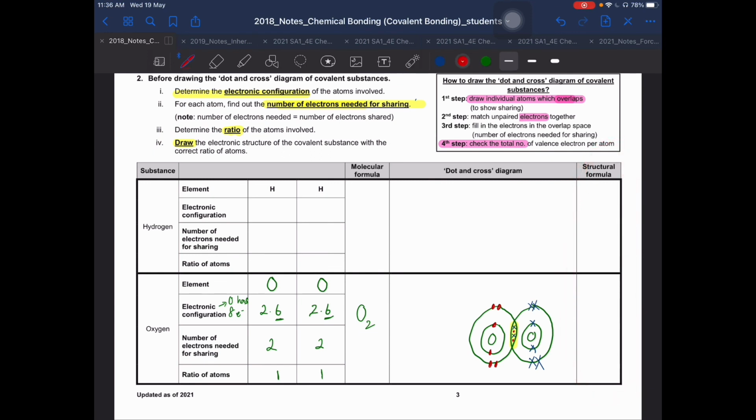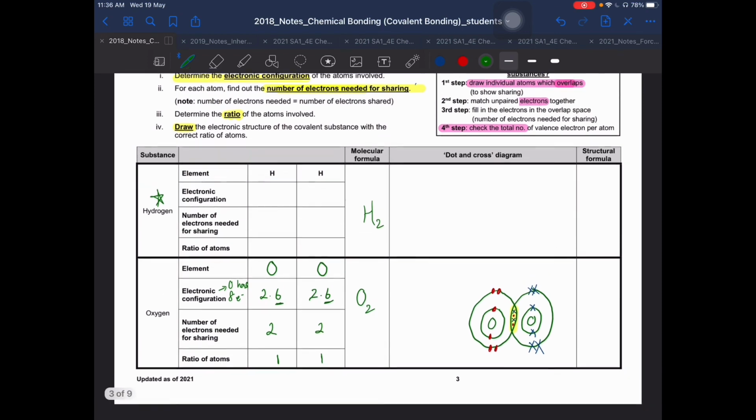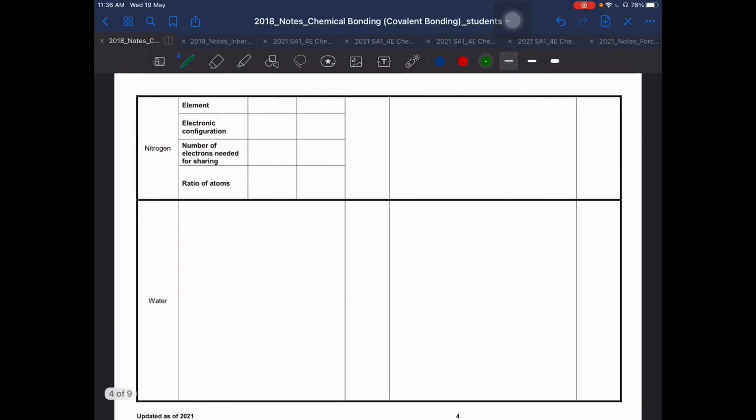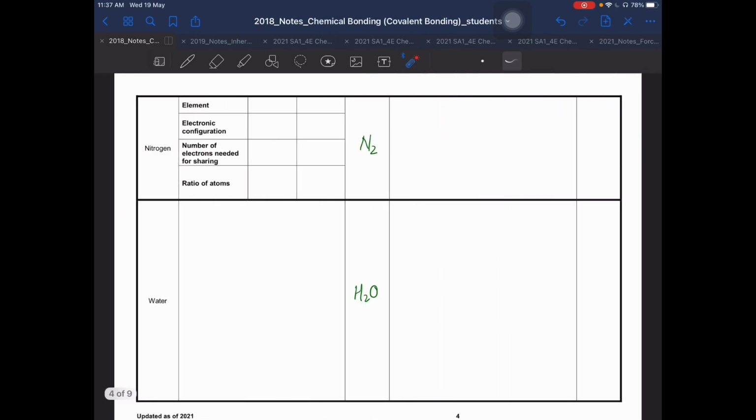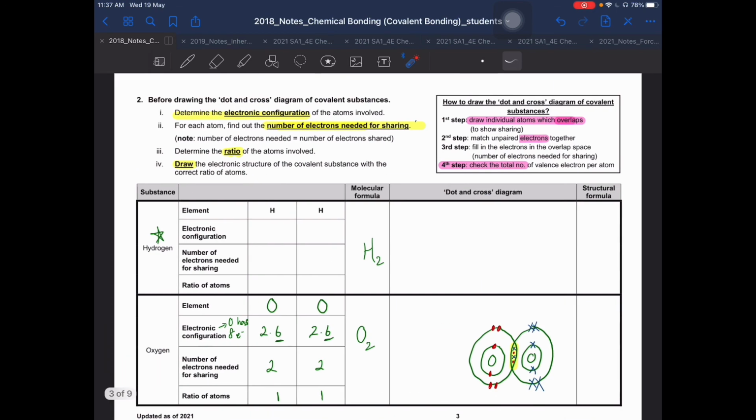So what I need you to do now is really try to practice it by drawing out hydrogen. The formula for hydrogen is H2, so you can start practicing how to draw. And also the next one, which is nitrogen, which has a formula of N2, and water, which has a formula of H2O, and last but not least, methane, which has a formula of CH4, right? So I want you to practice drawing out the dot and cross diagram over these few blanks, right? And once you are done, please use the Adobe Scan app to take a photo and then upload it back into the Google Classroom assignment.